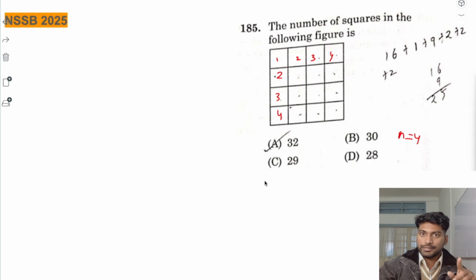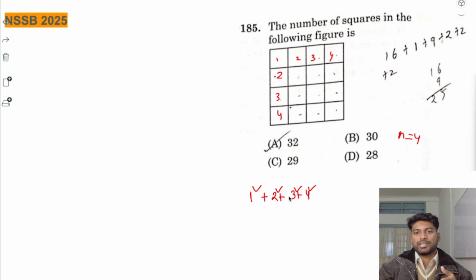Only for this kind, okay, not other. If row and column are same, so आपको क्या करना है, right: 1 square plus 2 square plus 3 square plus 4 square. This is the formula, okay, for this kind only. So 1 square means 1, 2 square means 4, 3 square means 9, and 4 square means 16.